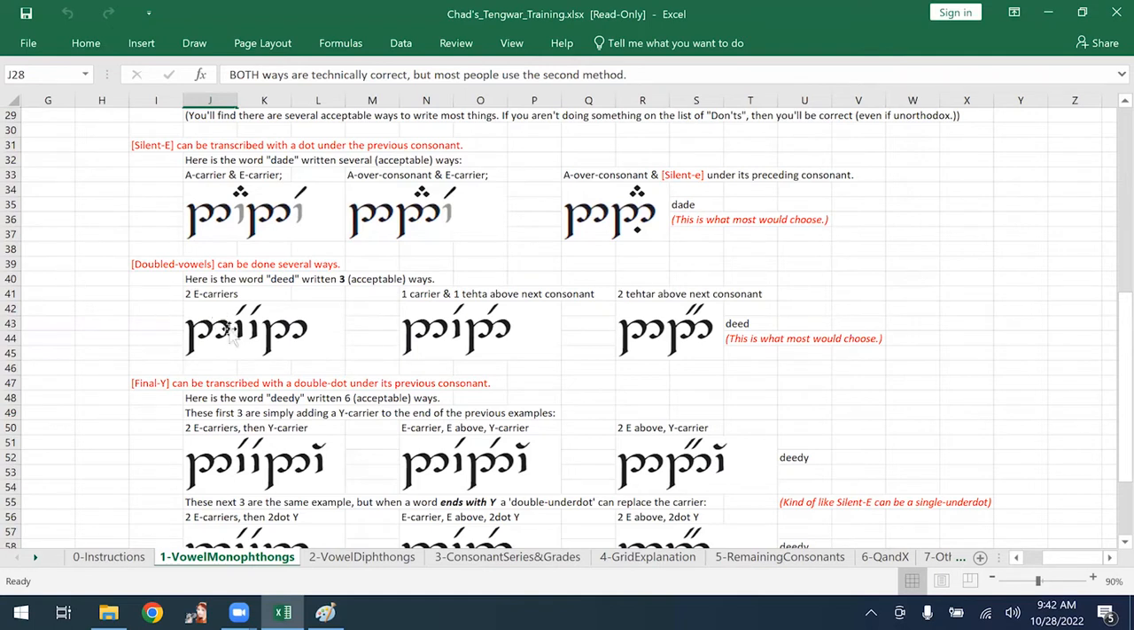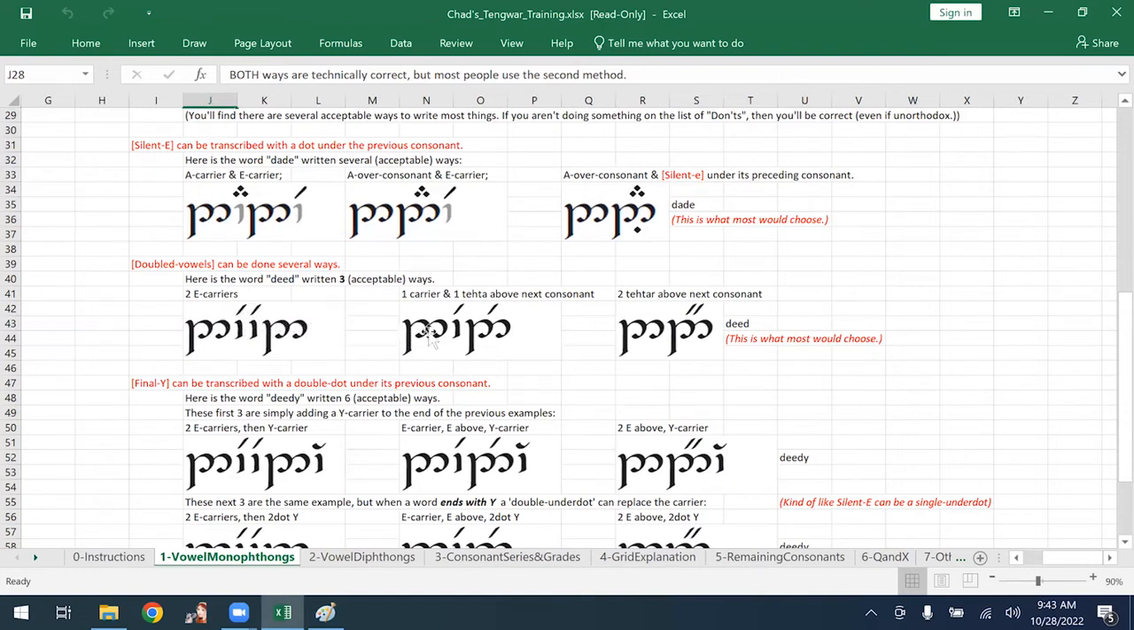Next, doubled vowels. There are several ways to do doubled vowels, just like there are several ways to do everything else. Right here, we've got deed, the word deed. D, E carrier, E carrier, D. D, E, E, D, deed.